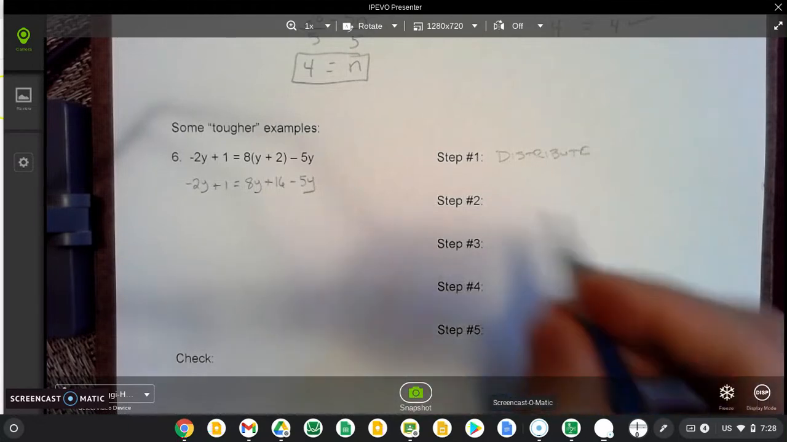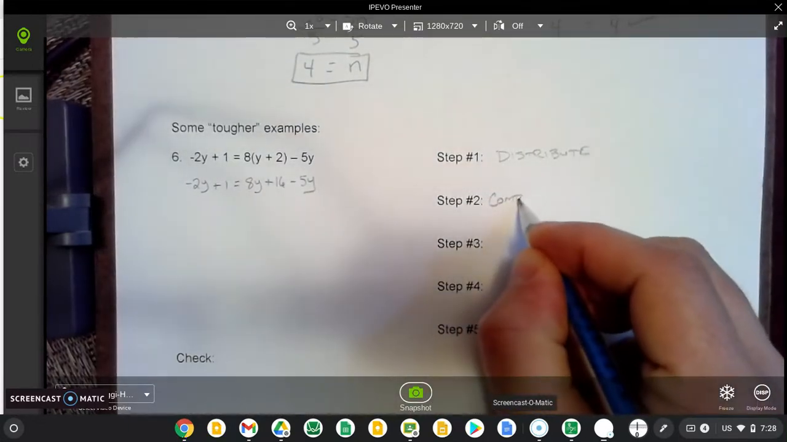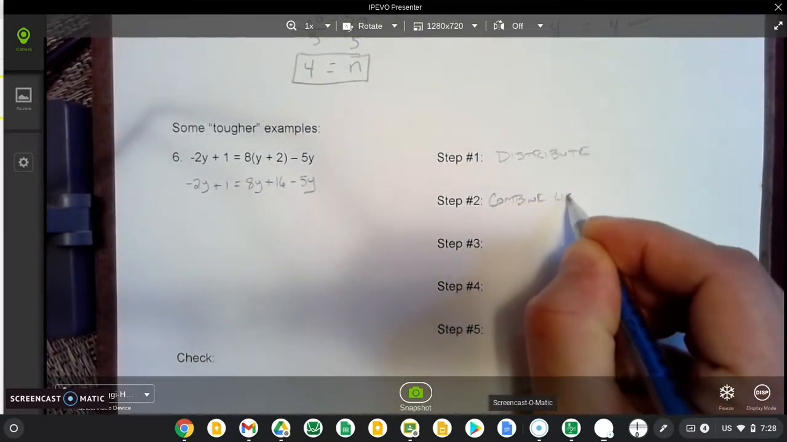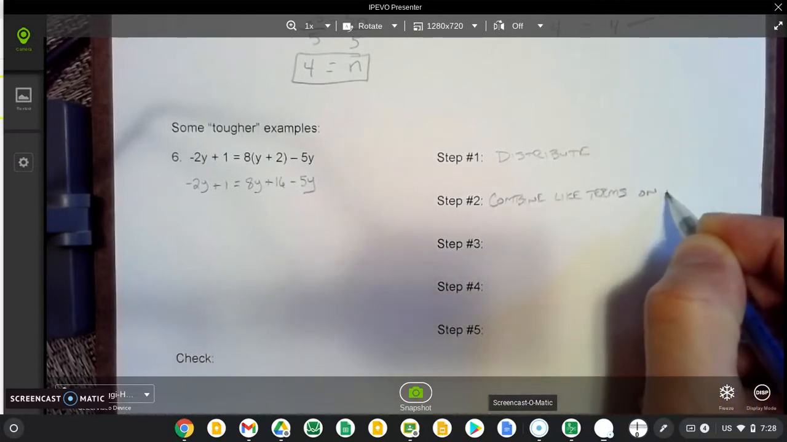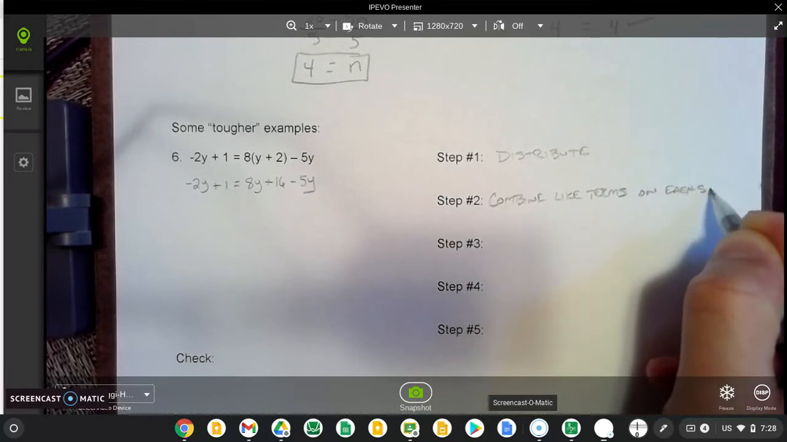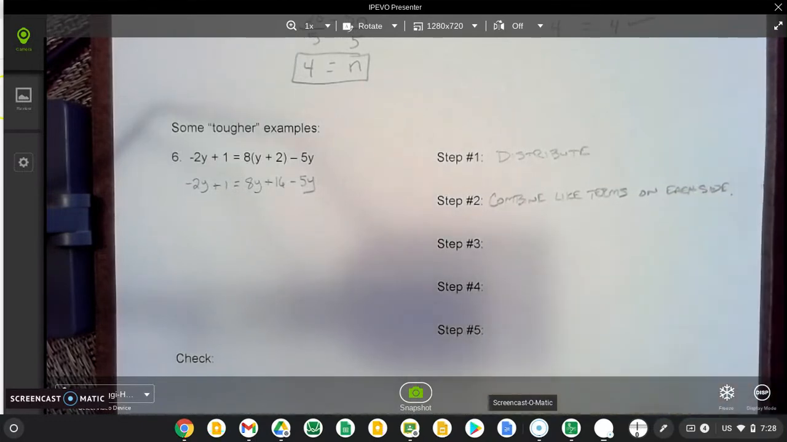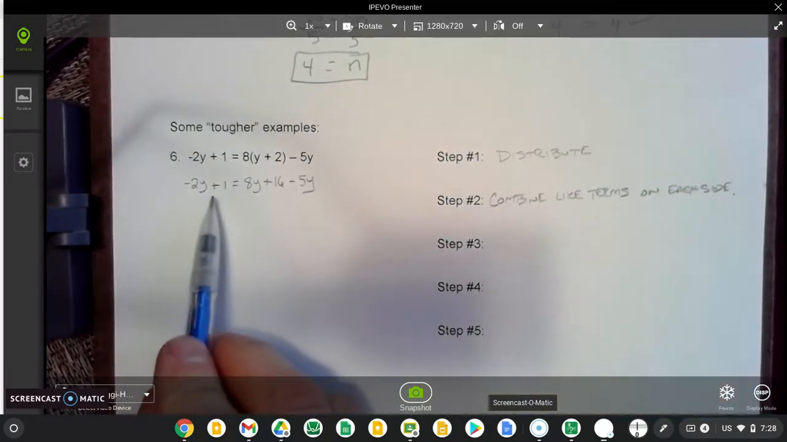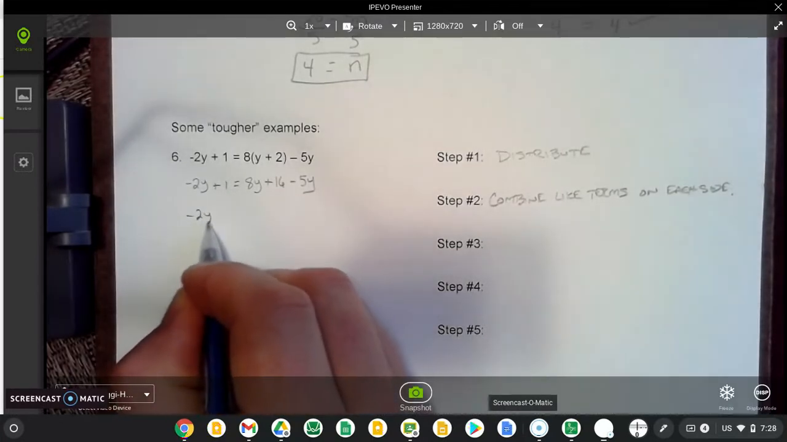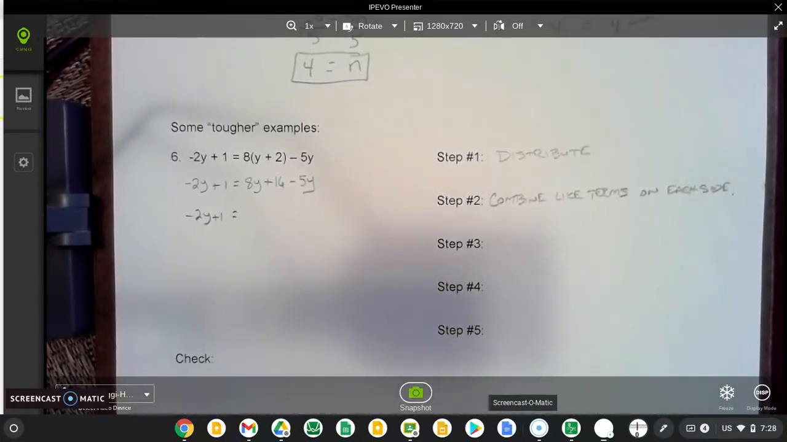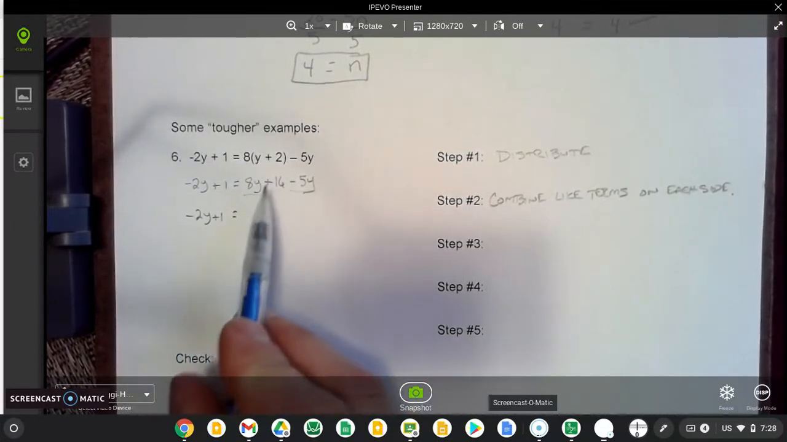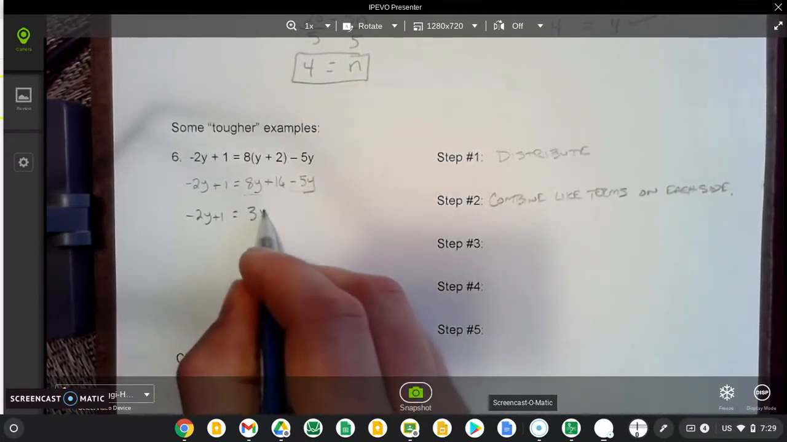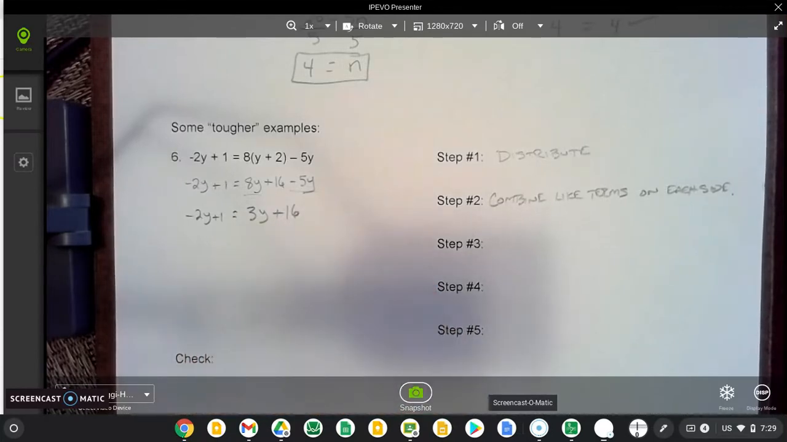Okay, step number 2. Combine like terms on each side. If we look at the left-hand side, well, we don't have any like terms, so we're going to keep that as negative 2y plus 1. But on the right-hand side, I have an 8y and a negative 5y that I can combine. 8y minus 5y is 3y. So now that becomes 3y plus 16.